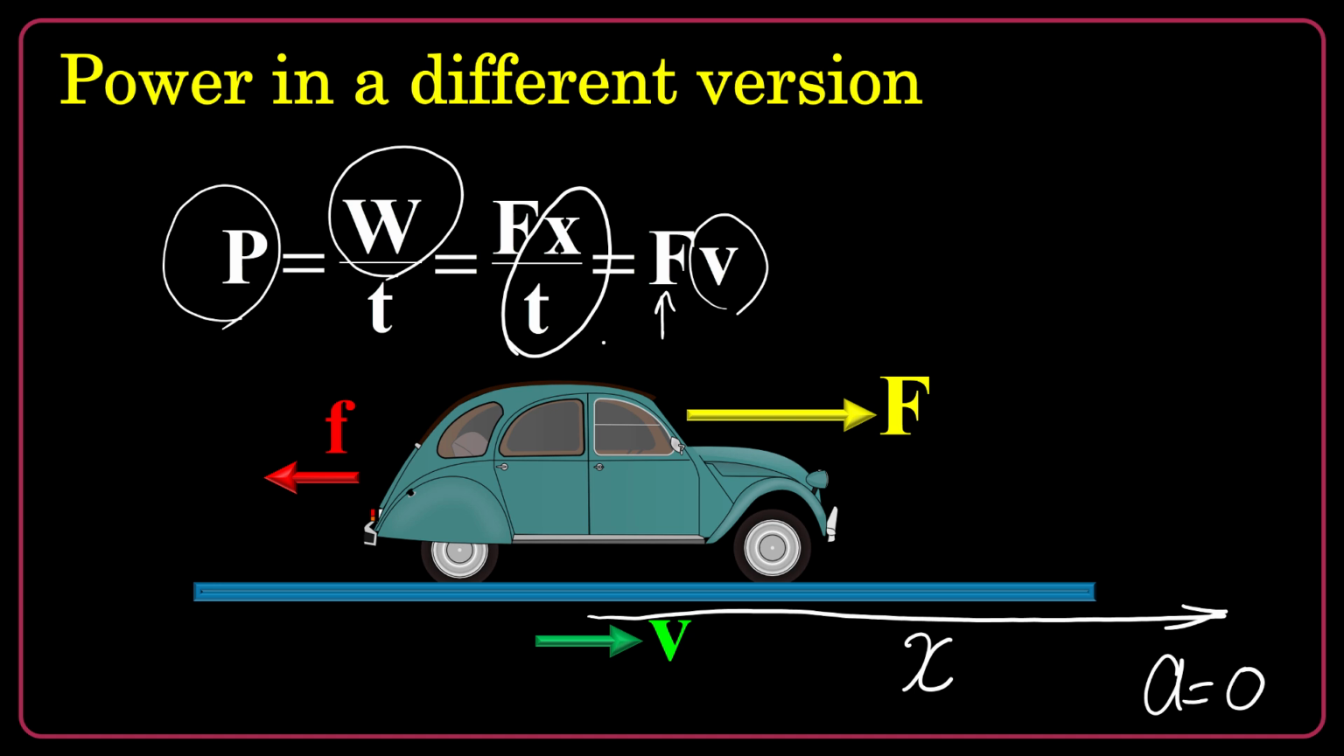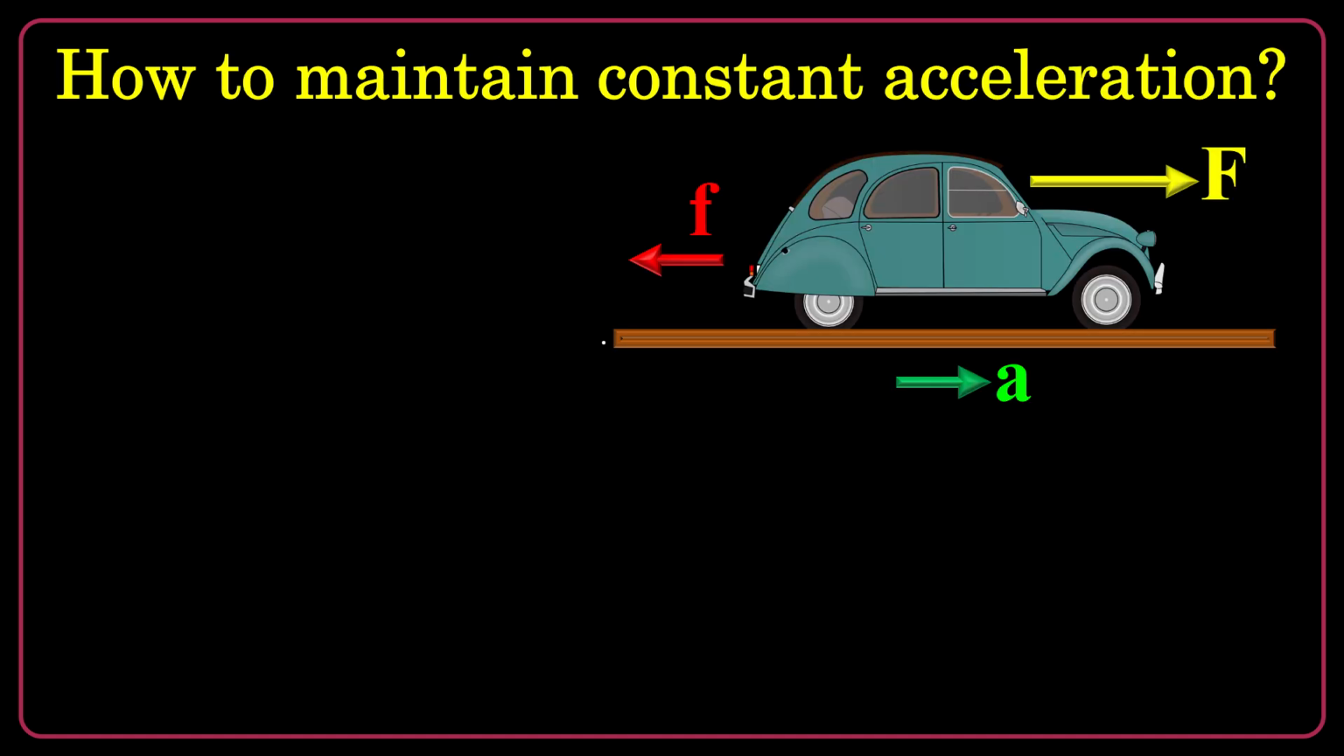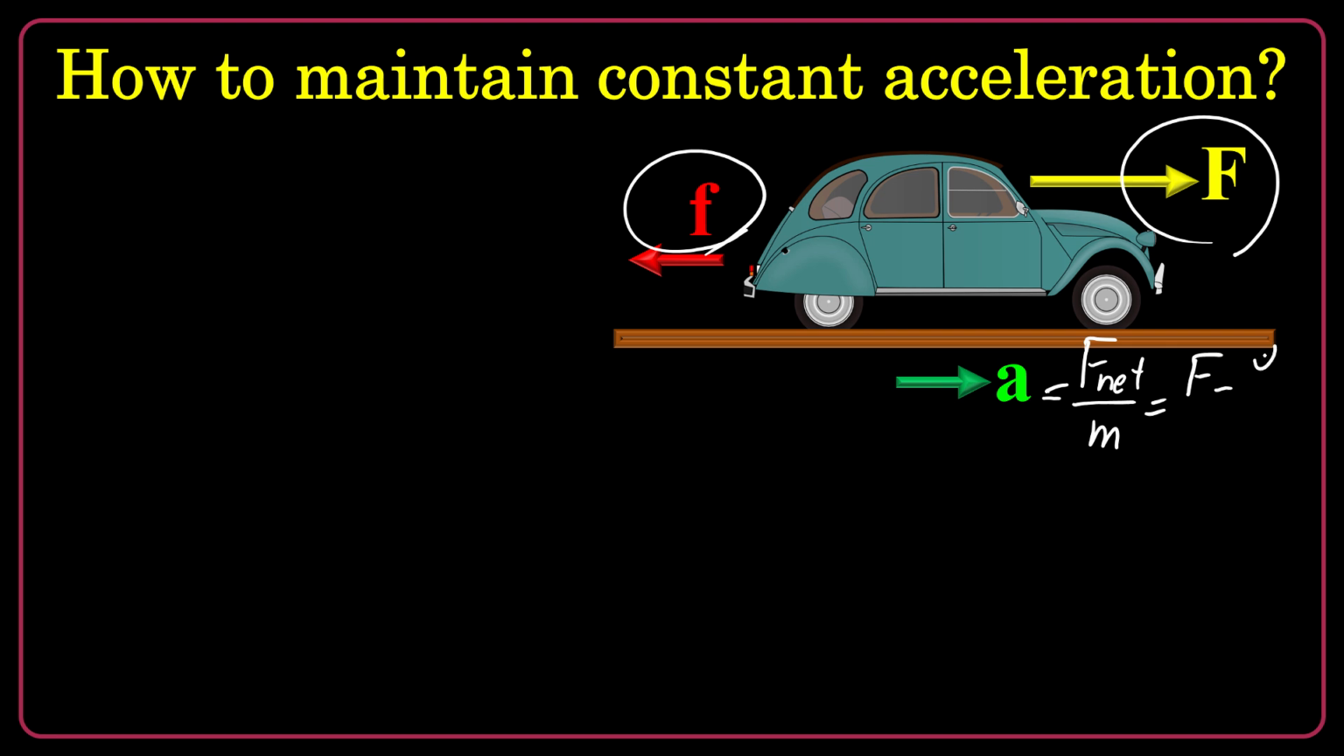Now look at this question. How to maintain constant acceleration? What if the car is not at a constant speed? It's accelerated. What should I do? You know that the forward force minus the resistive force makes the net force. So acceleration is F net divided by mass, capital F minus small f divided by m. This is the acceleration. Now I go back to the formula.